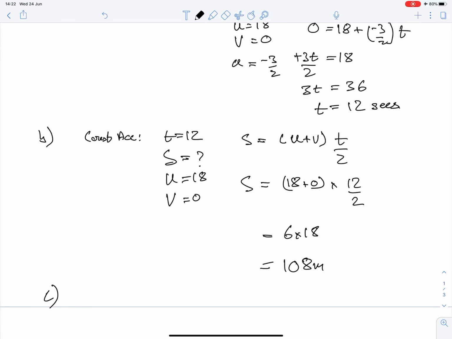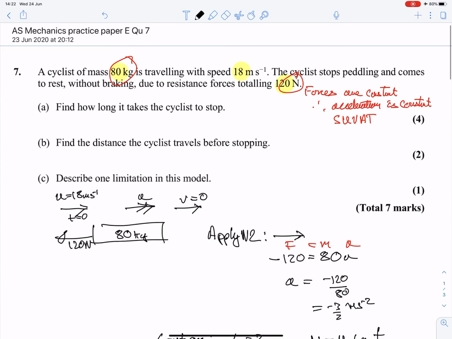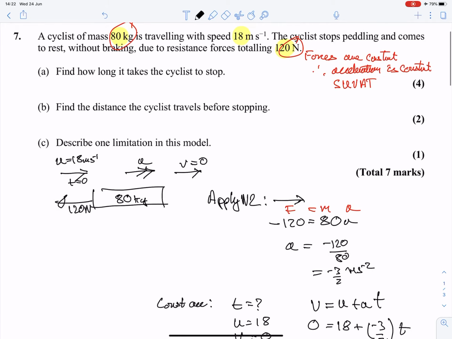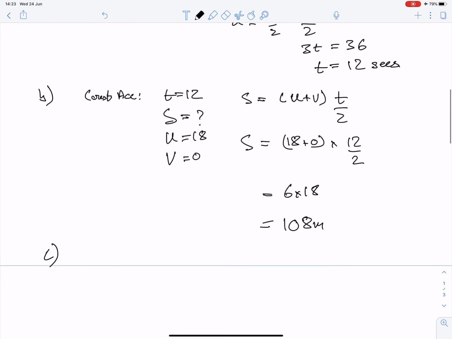Part C. Describe one limitation of the particle model. Well, the resistance forces are unlikely to be constant. We sort of assumed it's a particle to do the question, to have constant forces. So I would say resistive forces will not be constant. And that's that one done as well.